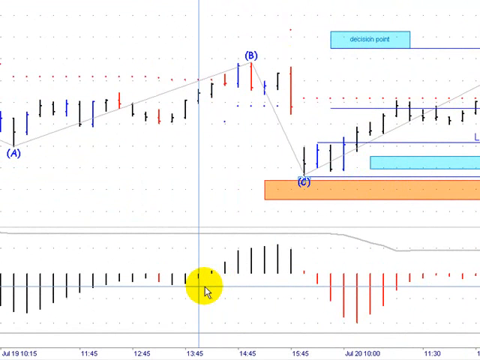So two ways you can play it. Neither one is right or wrong. It's just you have to make your decision and base your trades on it.